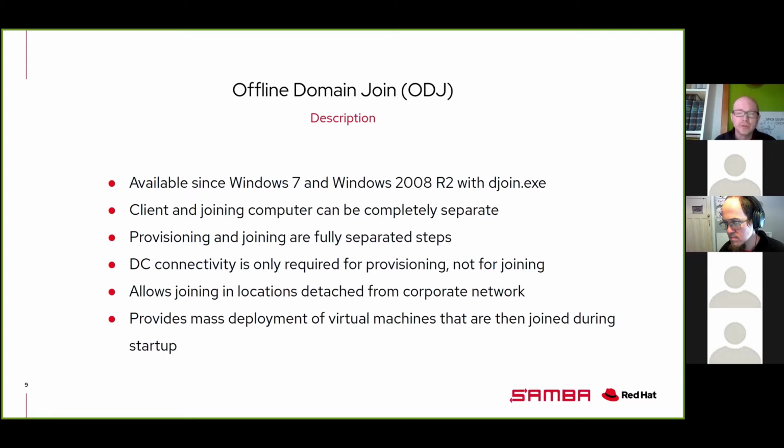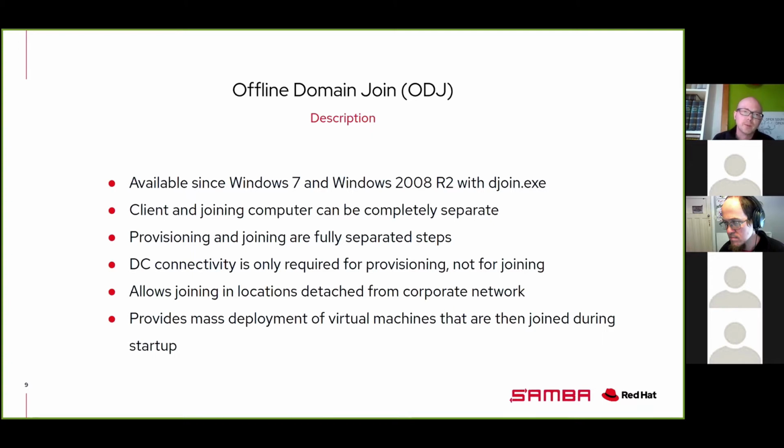Most often there's a utility called djoin used for that. And this allows a couple of really new concepts. So first of all, the client and the joining computer can be completely separate. So it's no longer that you have the strict two parties, but you can even have a third party, someone taking care of joining a second party to a domain controller. I will visualize this in some of the next slides. So that's a very important differentiation.